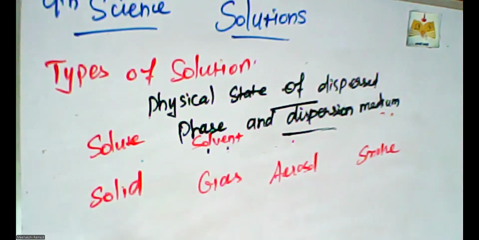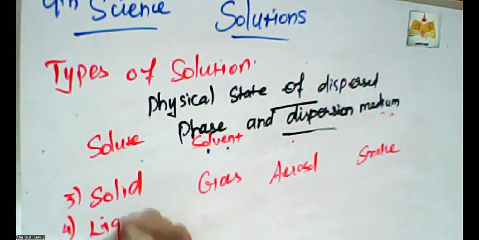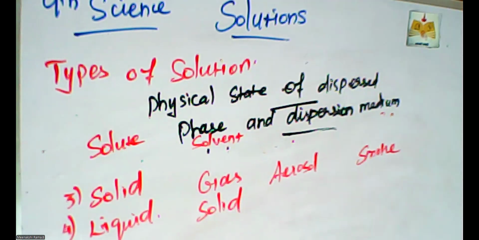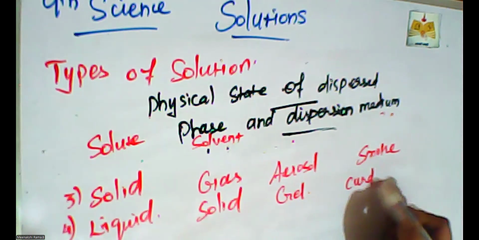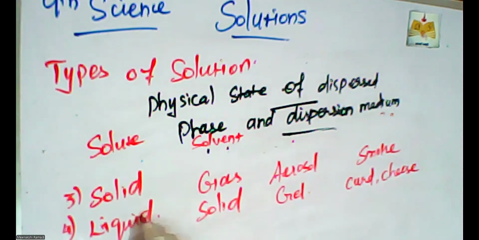And then next one is liquid. This is the fourth category: liquid and solid. Solute is in liquid nature and solvent is in solid nature. It is the formation of gel. Gel is the name of that mixture. In day-to-day life we use curd and cheese. These are all examples of liquid and solid nature.